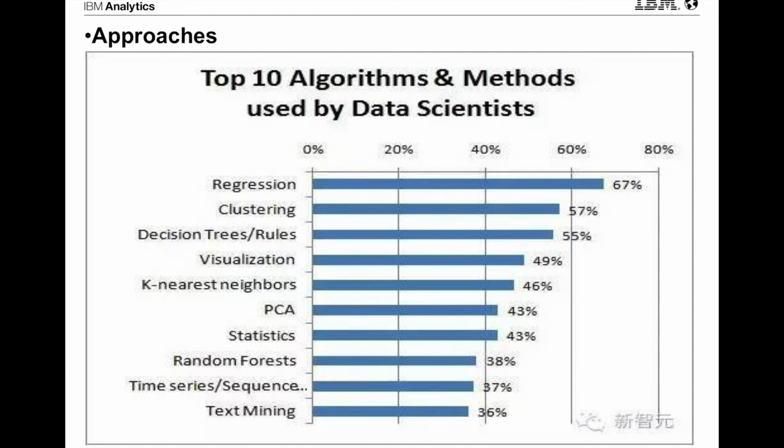The following algorithms, decision tree, KNN (nearest neighbor), and random forest are all used for categorical classification. Visualization and statistics are methods, not algorithms. These two are the methods most commonly used by data scientists. PCA, which is principal component analysis, is actually a dimensionality reduction algorithm. Some problems are difficult to analyze in 3 dimensions, but when reduced by 1 dimension, the problems may be easier to solve.